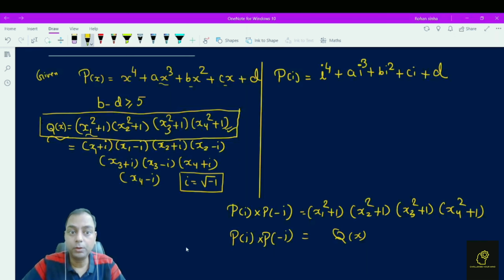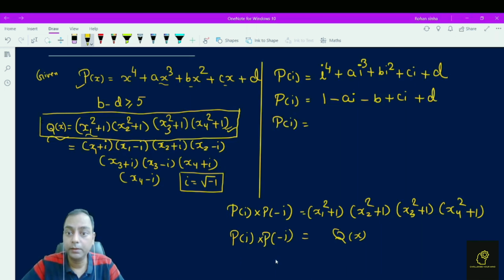Now what about P(i) and P(minus i)? P(i) is equal to, simply putting x equal to i in this equation, i^4 + a i^3 + b i^2 + c i + d. So this is equal to 1, a i^3 is minus a i, minus b, plus c i plus d. If we simplify this, what do we find? This is 1 minus b plus d plus i times (c minus a).